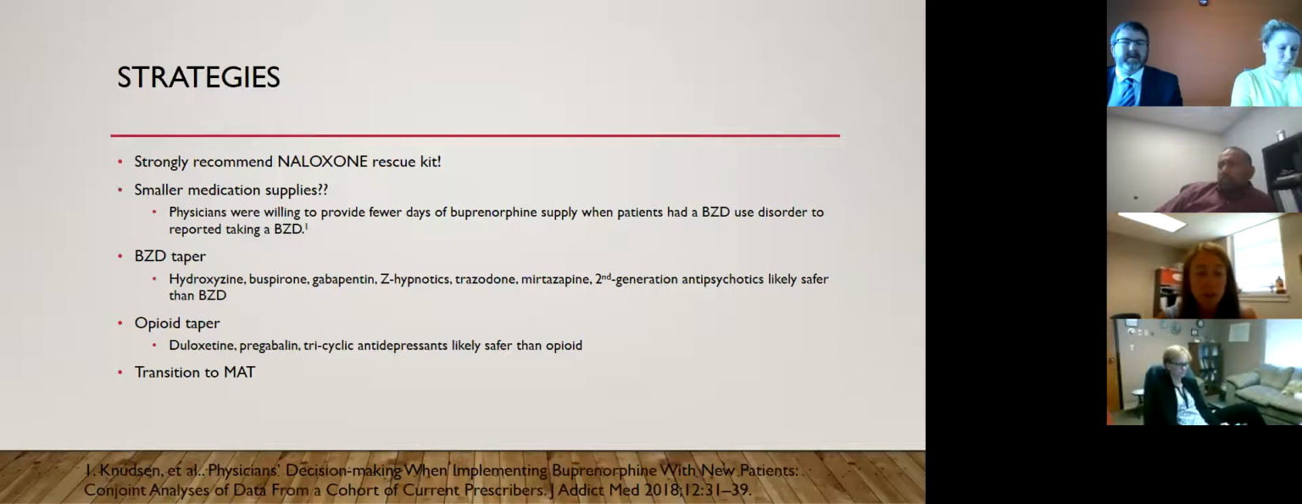And then, of course, transition to MAT if the treatment of their pain with a non-opioid is not possible, or also if we just need to work to that outcome to keep them in our treatment program. If we're going to use MAT, perhaps buprenorphine would be preferred if a benzodiazepine needs to stay on board.